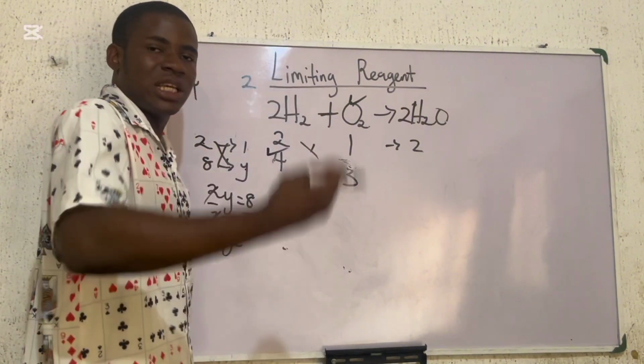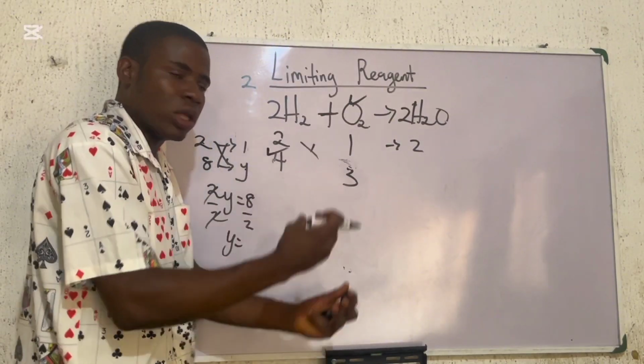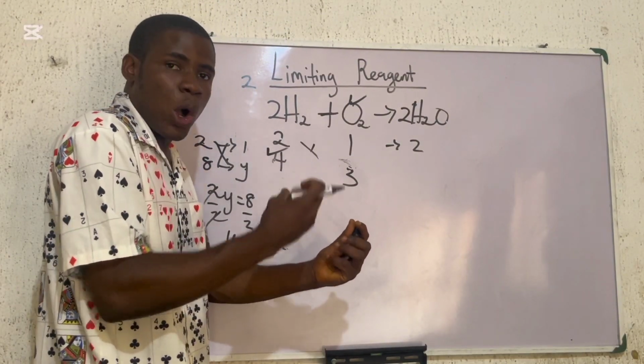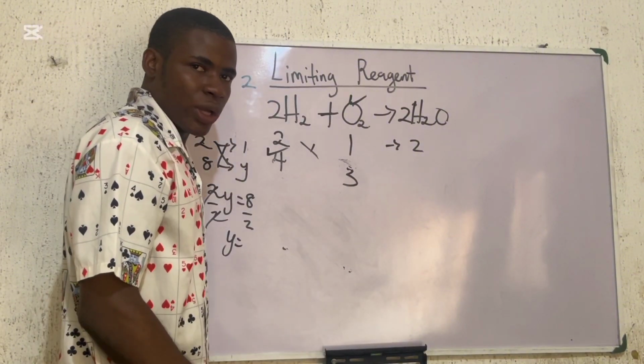Then hydrogen gas is the limiting reagent or limiting reactant. That one that will be used up faster is the one called limiting reagent. This one is in excess. I don't know if you understand.